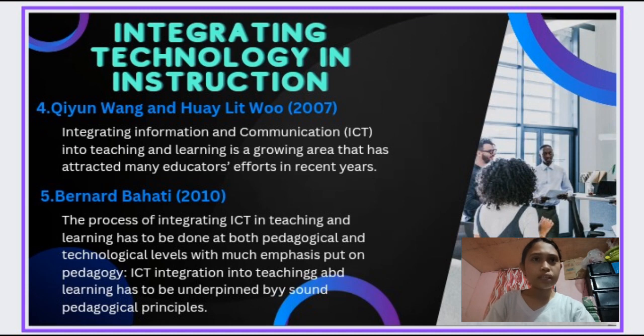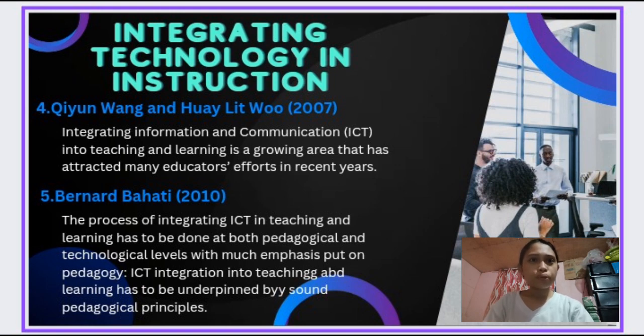Number 4, by Kiyon Wang and Violet 2007: integrating information and communication into teaching and learning is a growing area that has attracted many educators' effort in recent years. So of course, as the world becomes modernized, mas nakabaw ang mga tao, mas knowledgeable sila nga mas better nga magamit ang technology so that less time consuming siya, dali ka research. Sa una nga book ra, magtagbo pa kaasa to nga page, while diri sa Google maka-search ra ka diretso.